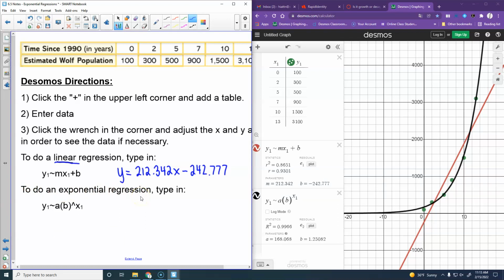Exponential regression is usually called an exponential regression or an exponential model. It's not called a line of best fit because it's not a line, it's curved. So you're going to write y equals, and then a is 168.068 times b, which is 1.25082. Keep the whole number because it's going to be important to do that on these exponentials. Don't round those off, and it'll be to the x power.